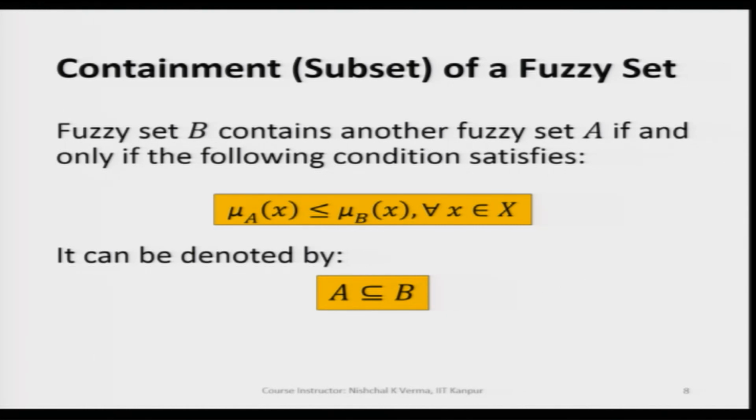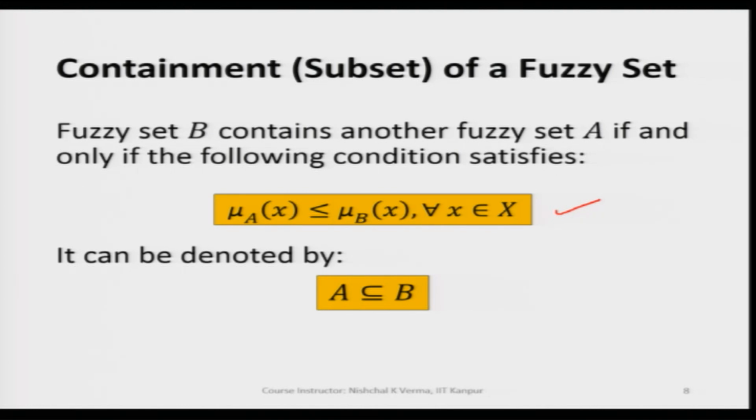Now, the containment or subset of a fuzzy set. If we take two fuzzy sets A and B, the containment can be defined as follows: if the membership values of fuzzy sets A and B follow this condition, we can say the fuzzy set B contains fuzzy set A.